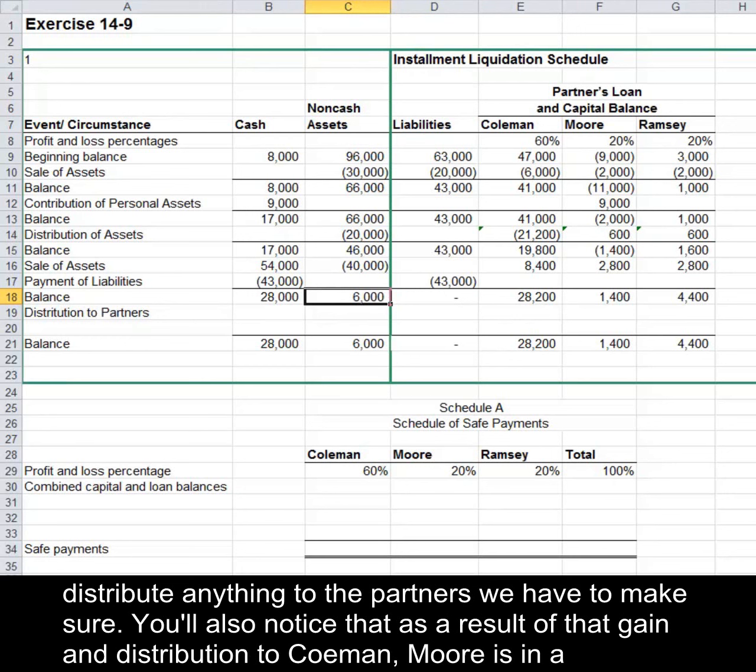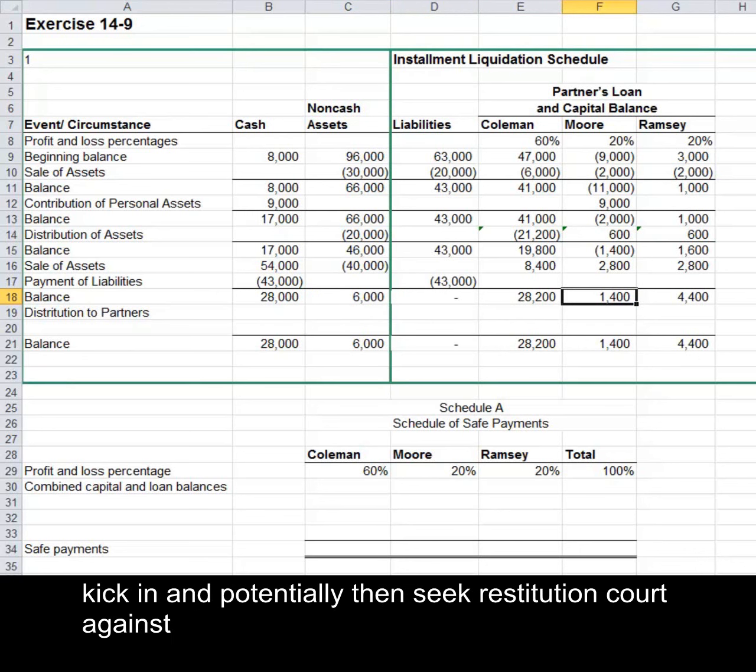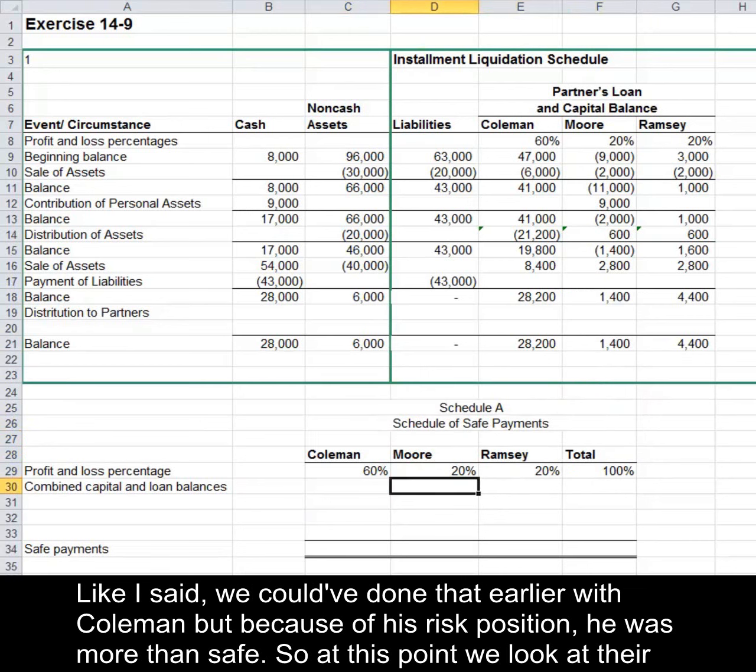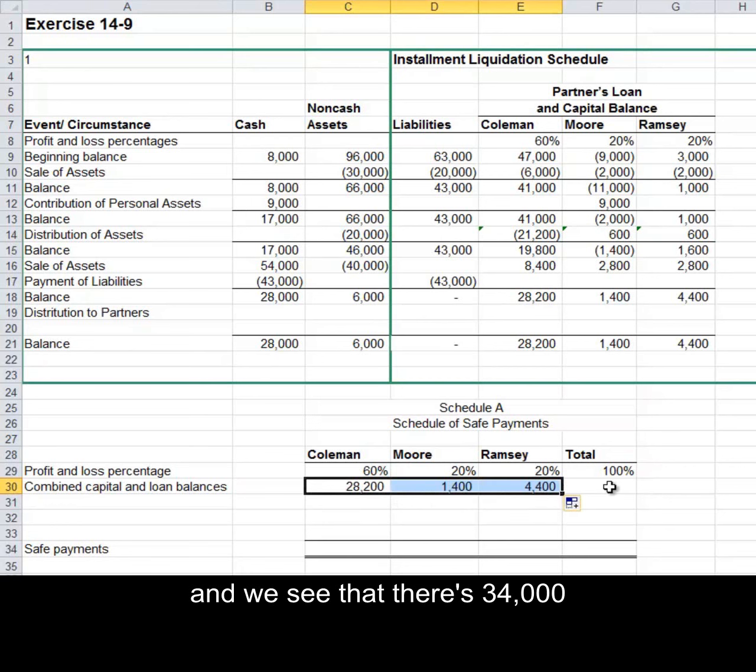So before we distribute anything to the partners, we have to make sure. You'll also notice that as a result of that gain and distribution to Coleman, Moore is in a positive position, which is incredible, because otherwise the other two partners would have to kick in and potentially then seek restitution in court against Moore. So before we do any distributions, we're going to do a schedule of safe payment. Like I said, we could have done that earlier with Coleman, but because of his risk position, he was more than safe. So at this point, we look at their combined capital and loan balances again at the point in time that we are. So we're going to just copy those down, and we see that there's $34,000 in equity.